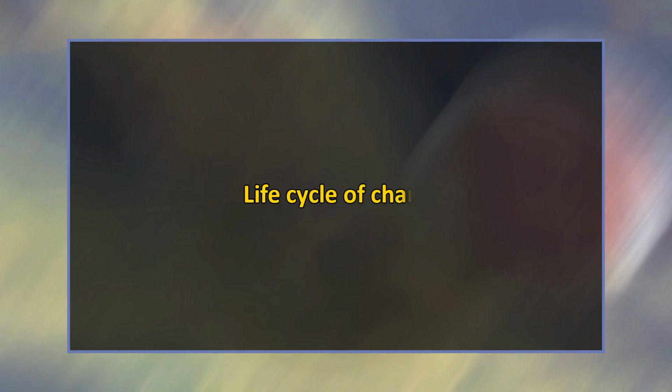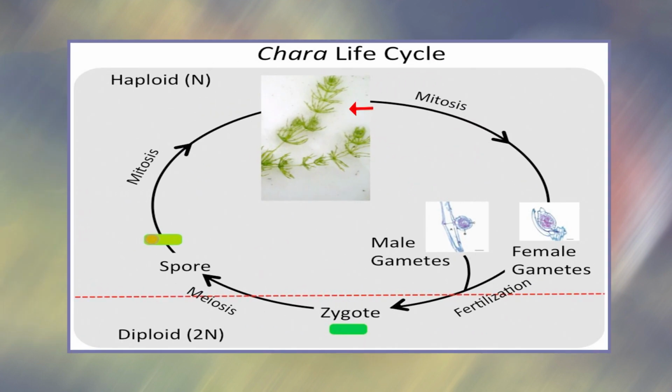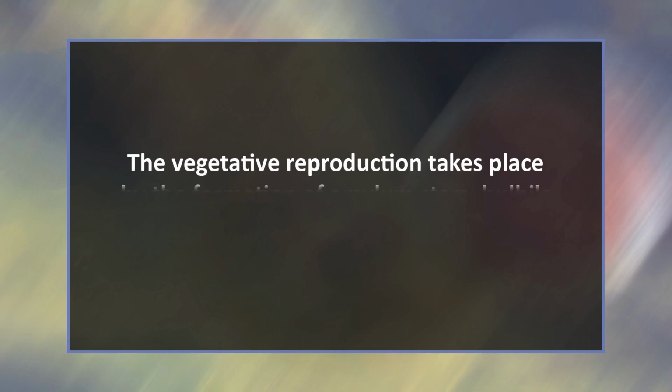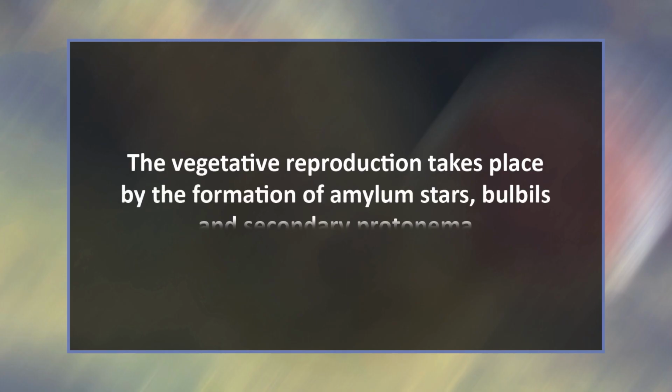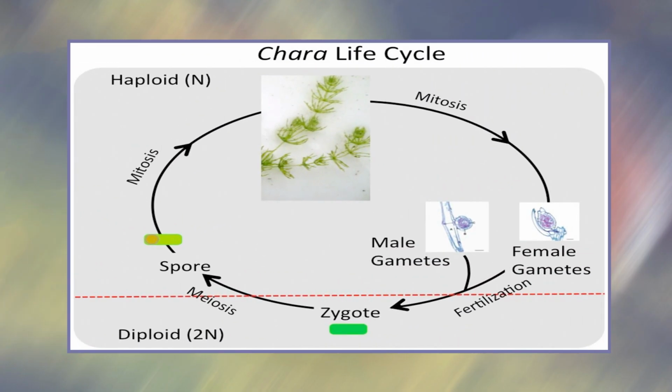Now finally, we'll talk about the life cycle of Chara. The plant body of Chara is haploid. Vegetative reproduction takes place by the formation of amylum stars, bulbils, and secondary protonema. Asexual reproduction is absent. The sexual reproduction is of the advanced oogamous type. The male and female sex organs are the globule and nucule respectively.